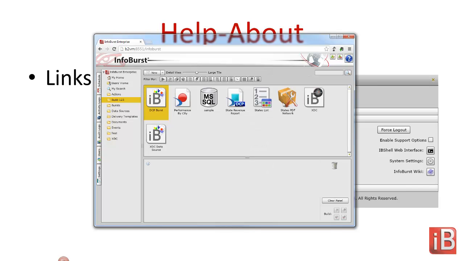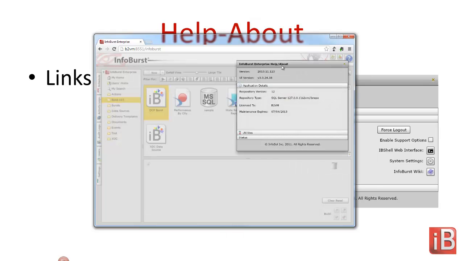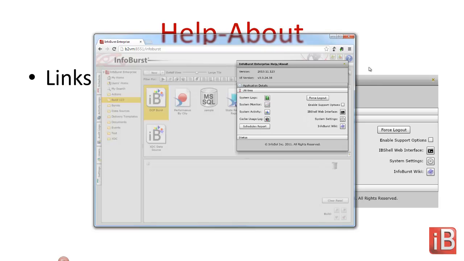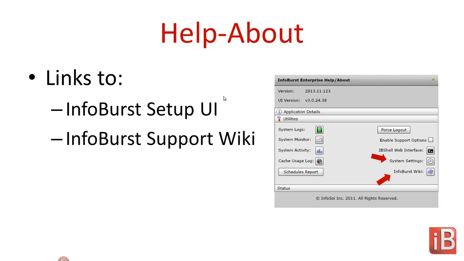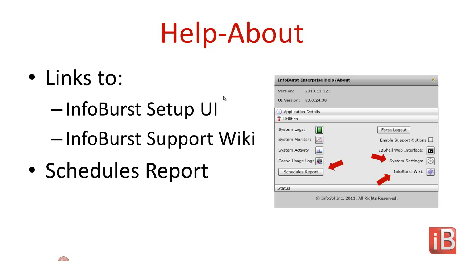These changes are all in the Help About panel. Let me just show you where that is in the user interface. So up here in the top right, we have our Help button. That opens up this Help About panel. And under the Utilities panel here, we have a variety of links to different resources, system monitors, system charts, that sort of thing. So in this user interface, we've added a few new links. First, a link to the InfoBurst Setup UI, a link to the InfoBurst Support Wiki, and finally, a button that produces what's called a Schedules report.